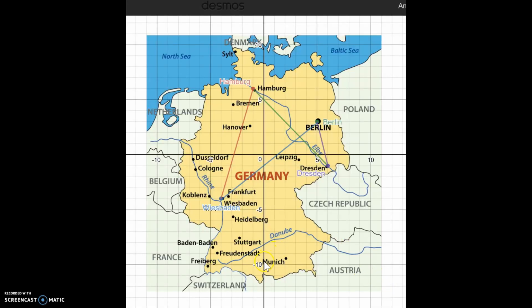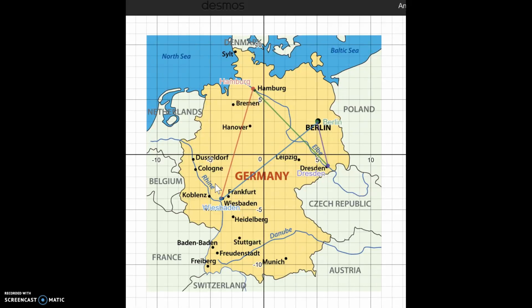Okay, in this project, I am going to go from Wiesbaden to Berlin. The way I'm going to do this is I'm going to go all the way up to Hamburg, to Dresden, to Berlin, and then back to Wiesbaden. I'm doing this lesson in order to show you how vectors work. I may have to go through a couple of maps when I'm traveling throughout Germany.